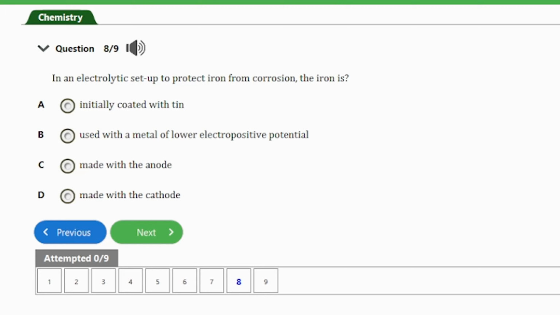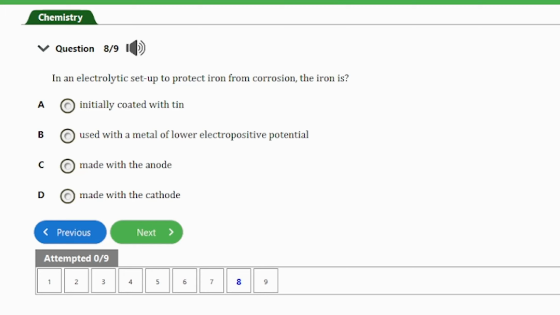So guys, actually the iron should be made the cathode because it's supposed to be reacted with a metal that is more electropositive. That's a metal that has higher electropositivity, like the magnesium or the zinc. So guys, in this situation, this is a cathodic reaction actually. So in this situation, the metal used here has a more electropositive potential than this iron, and in that case option D should be the answer to this question, and that's made the cathode.